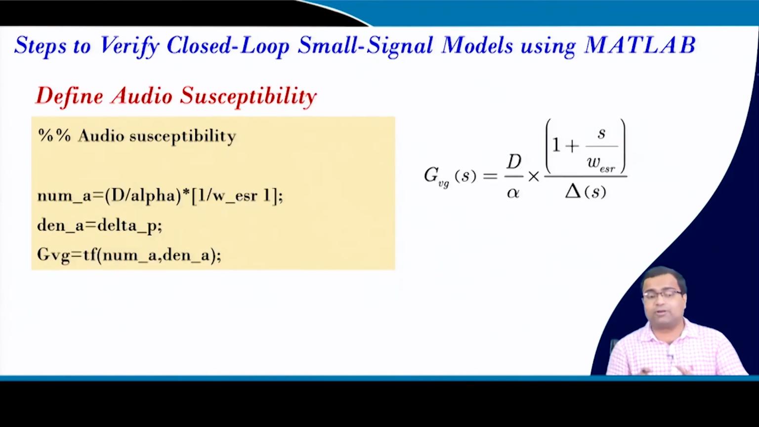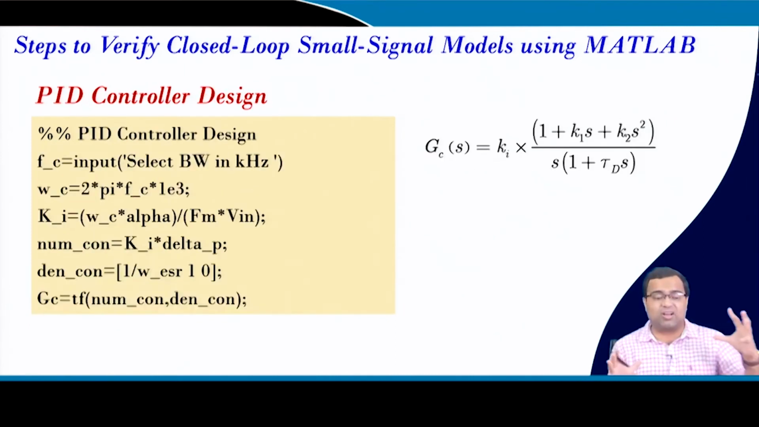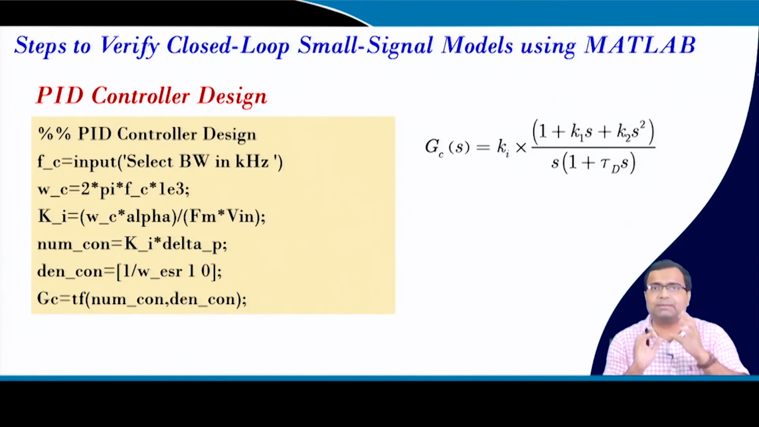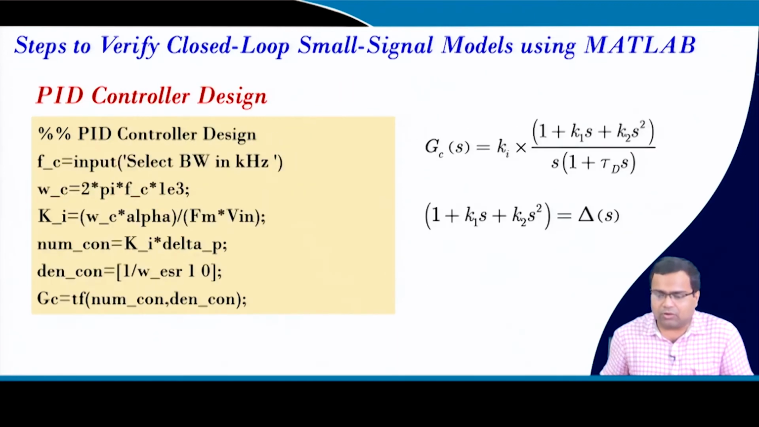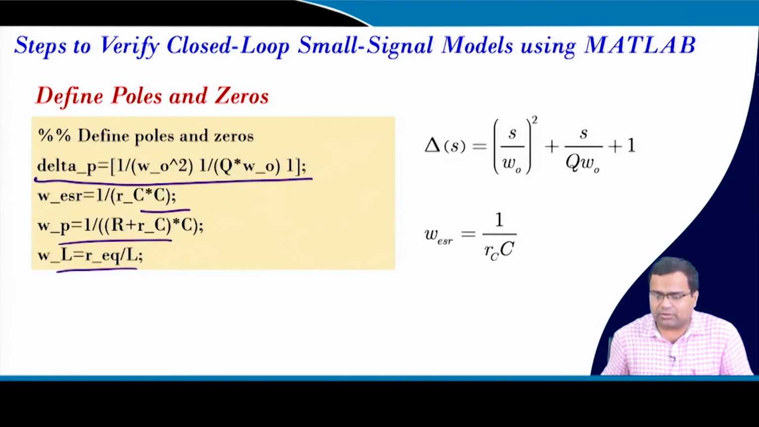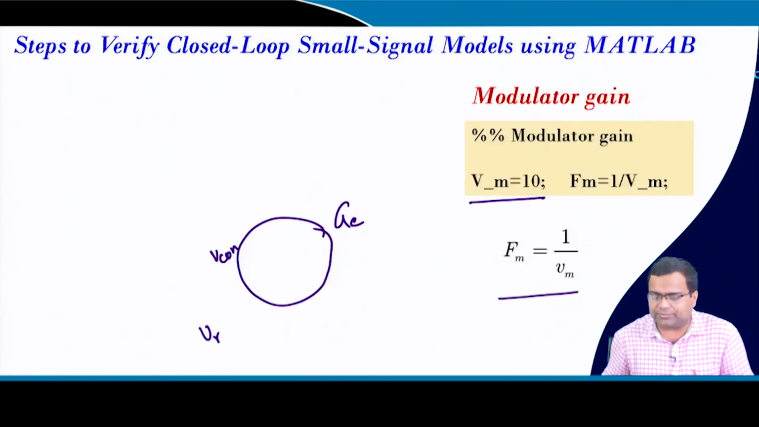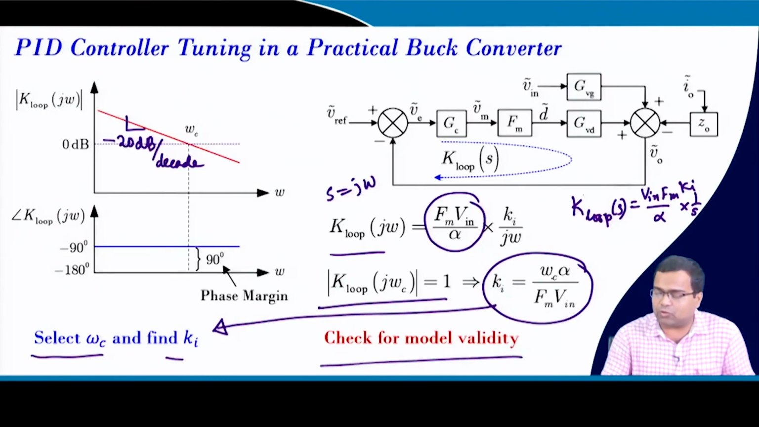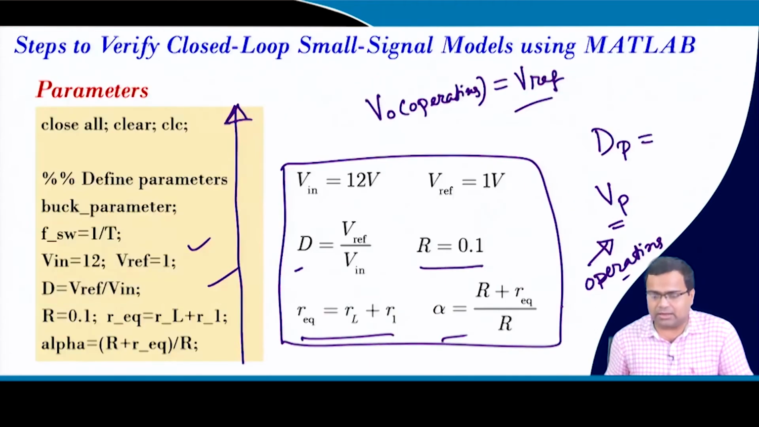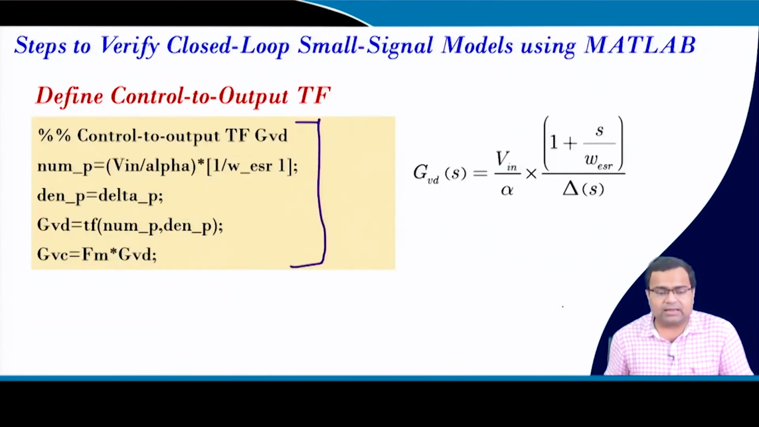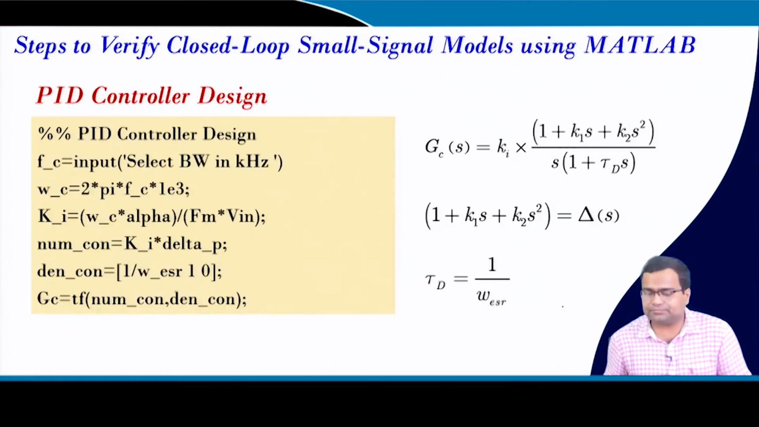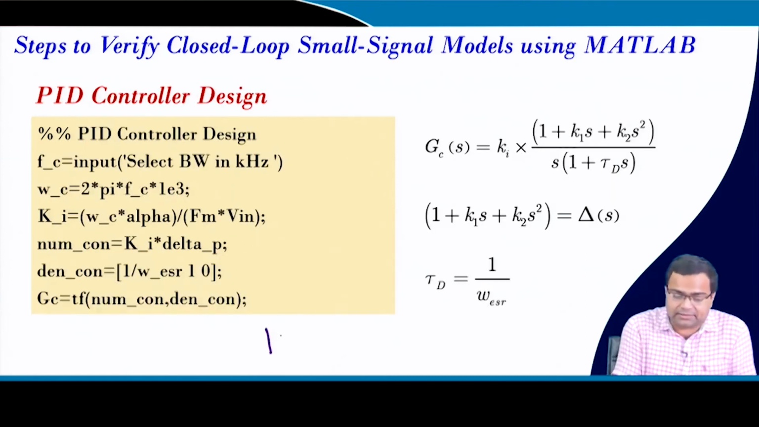Okay. Then audio susceptibility we have also discussed, open loop audio susceptibility. Now, we are going for closed loop. So, from this point we are adding something new. First, we want to design a PID controller, and if you go back to our PID controller, what was our Ki? Our Ki is omega c alpha by Fm Vin. Okay. So, that means here if we go to the PID controller, Ki is omega c alpha by Vin Fm.